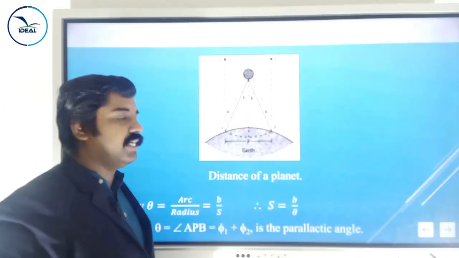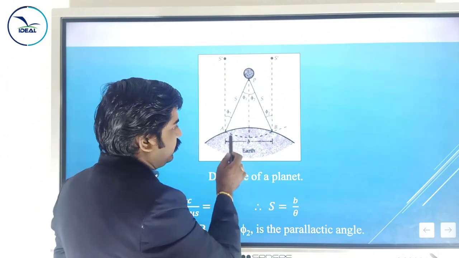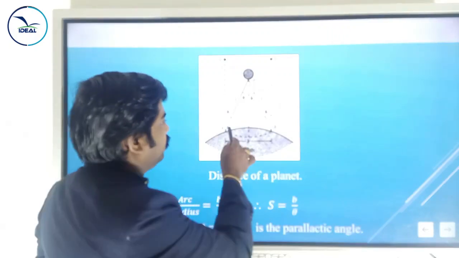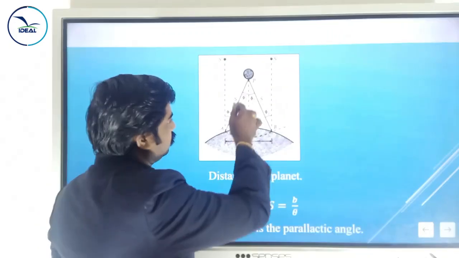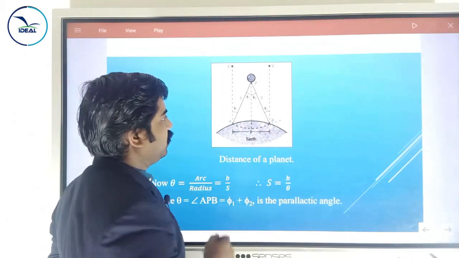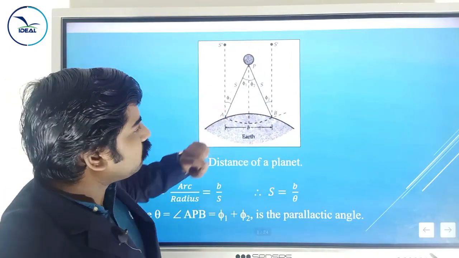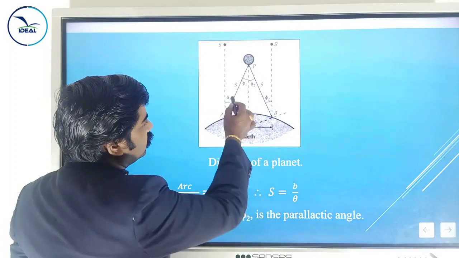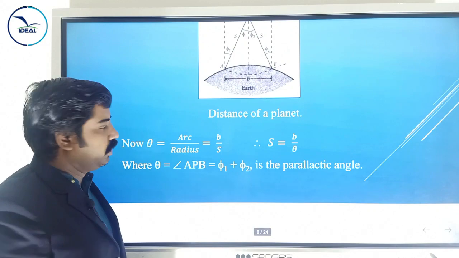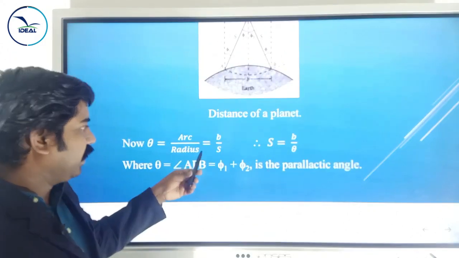We already studied in the plane angle, the distance, if it is a smaller arc, it forms an arc, so it's just like a plane angle. Then by using this theta, it is phi 1 plus phi 2, or it is taken to be theta. That theta is equal to what? This distance by this, isn't it? Arc by radius relation. So now theta is equal to arc by radius. So we will get B by S.